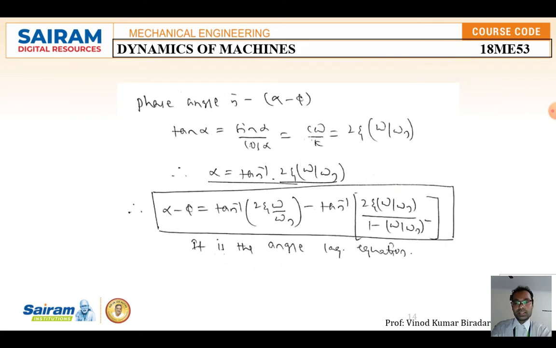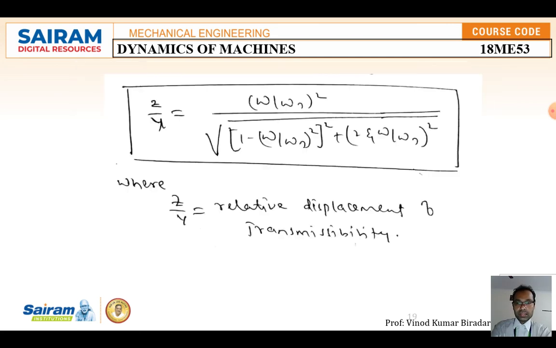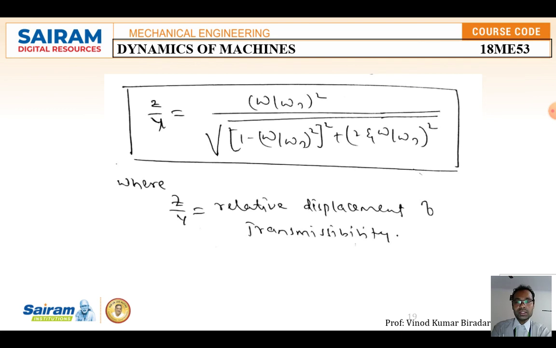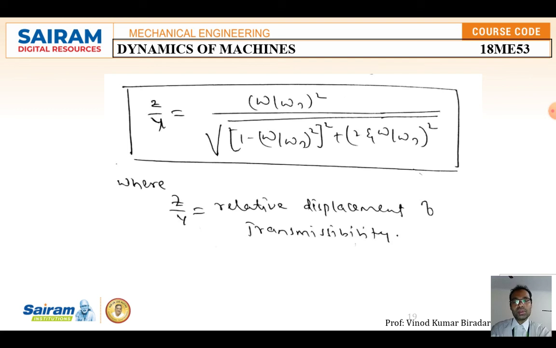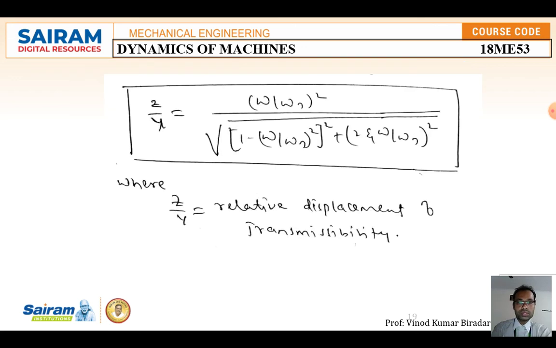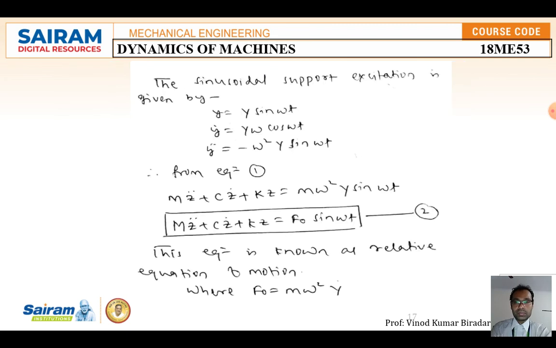In the next class we will cover one more step. Here I wrote the equation directly: Z is equal to m omega square y divided by the square root of (k minus m omega square) whole square plus (c omega) square. One more step is needed to get Z by y, which is the relative displacement. To get it, rearrange this equation, dividing omega square and m omega square, and you will get this equation, similar to the previous case. I hope you understand this. Thank you very much.